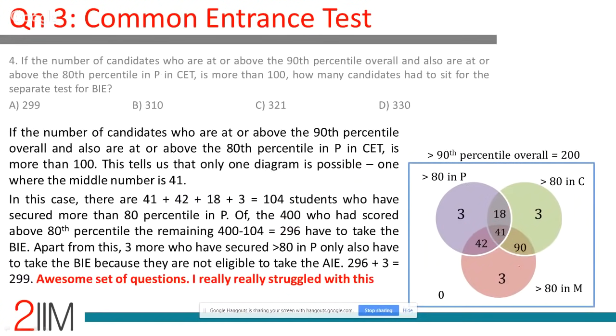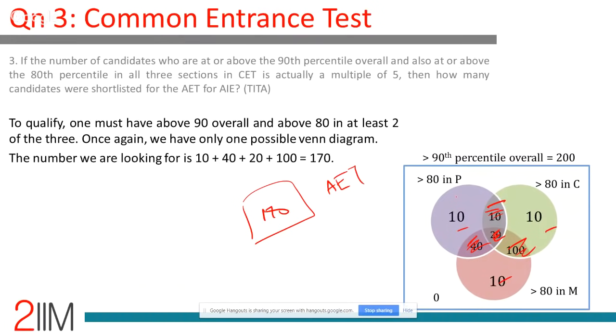Go to the last question. The number of candidates who are at or above the 90th percentile overall and also are at or above the 80th percentile in P in CET is more than 100. How many candidates had to sit the separate test for BIE? Above 90th percentile overall and above the 80th percentile in P is more than 100. So here we are selecting from two Venn diagrams. So we're looking at either this one or this one.